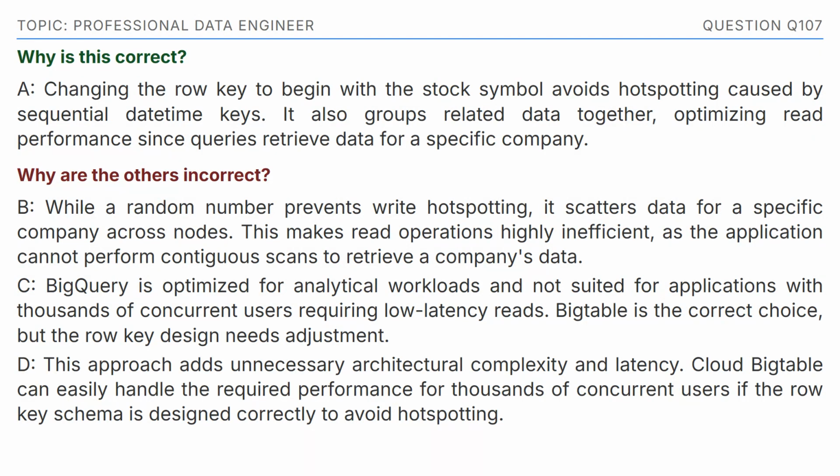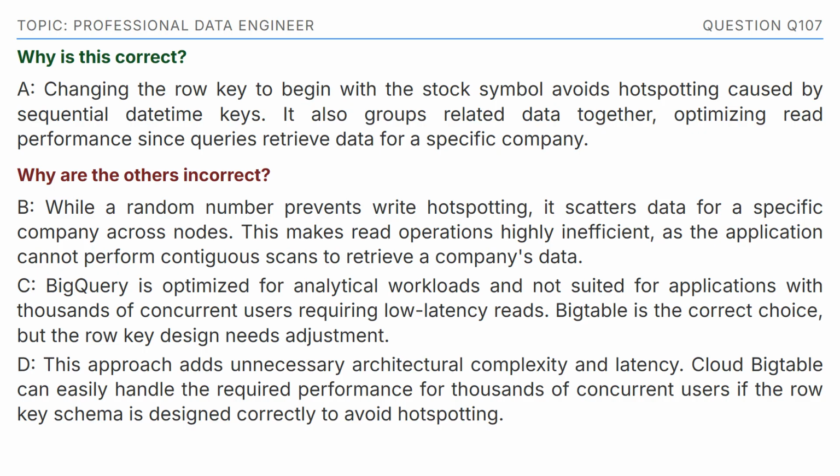A. Changing the row key to begin with the stock symbol avoids hotspotting caused by sequential datetime keys. It also groups related data together, optimizing read performance since queries retrieve data for a specific company. Why are the others incorrect? B. While a random number prevents write hotspotting, it scatters data for a specific company across nodes. This makes read operations highly inefficient, as the application cannot perform contiguous scans to retrieve a company's data.